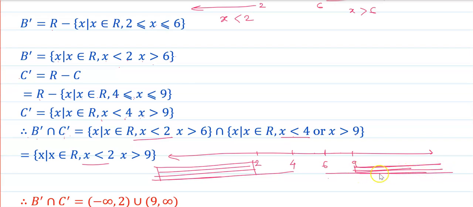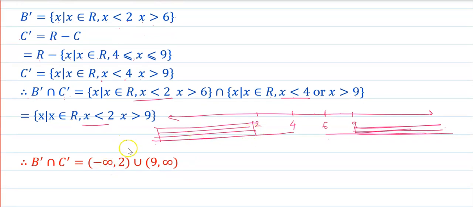Meaning, X is greater than 9. Okay, या दोघांचं इंटरसेक्शन कसं येणार, X is less than 2, X is greater than 9, and this is their intersection. Now see this here, X is less than 2 means what, minus infinity to open 2. X is greater than 9 means what? 9 to infinity, and their union. Therefore B complement intersection C complement is the open interval minus infinity to 2 union open interval 9 to infinity, in this sequence.